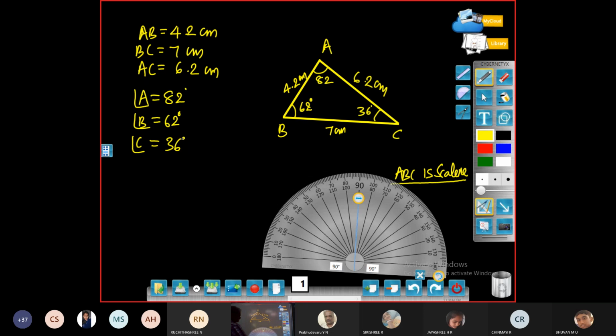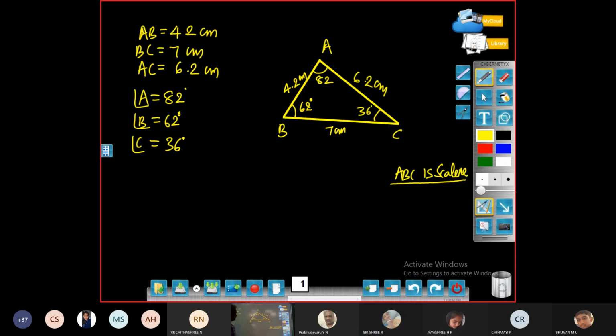So now compare the sides and the angles. Which is the greatest angle here? Look at the diagram. The greatest angle here is A. Angle A is greatest. Angle C is smallest. Angle A is greater than B. A is greater than C also. A is 82 degree, B is 62 degree. So A is 82, C is 36.